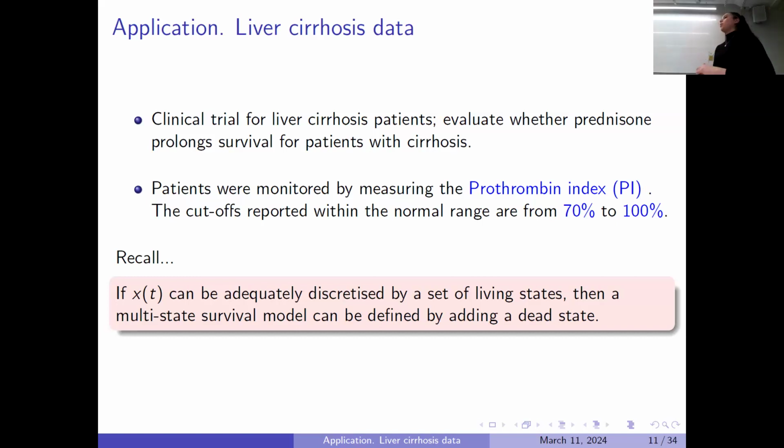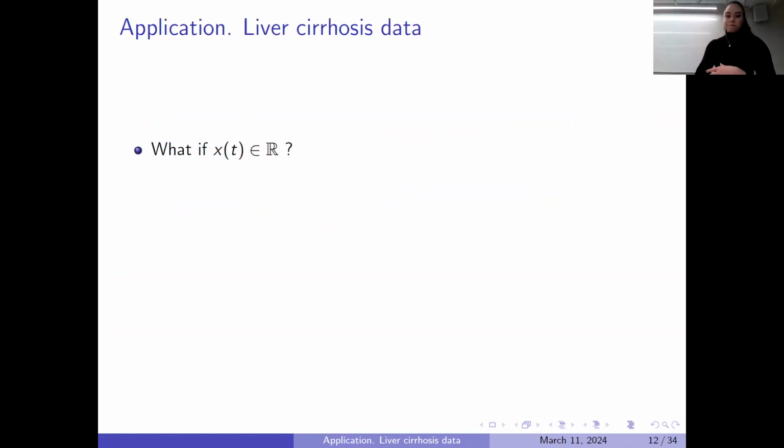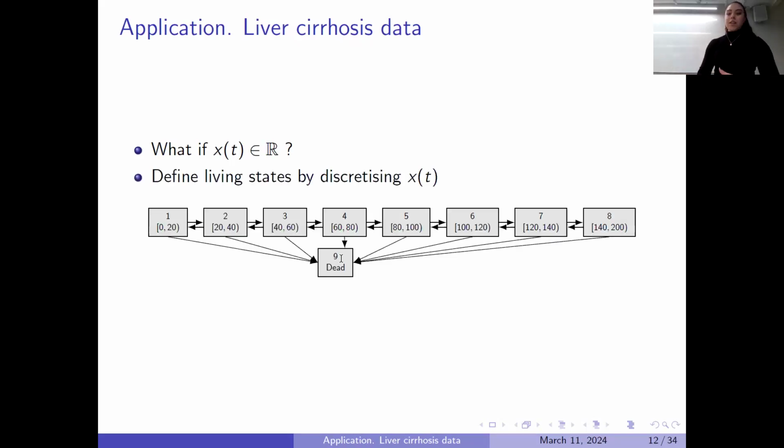So basically, we're borrowing the same idea, but now our biomarker is defining the real values. So what happens if we have the real values? Exactly the same. We can just discretize it. We can define a finite number of living states, and then we can model the hazards, and then we can see the survival probability. So that's what I did.